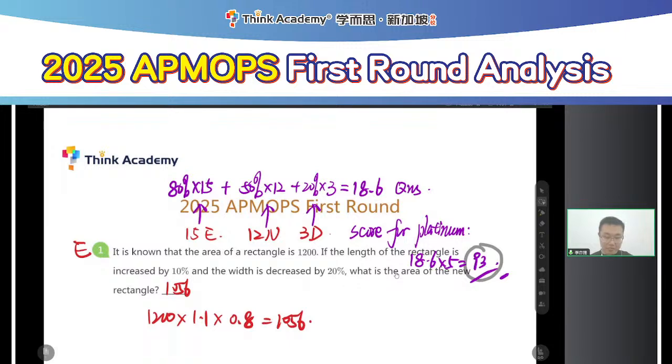Oh no, my WeChat dropped. I don't know when the WeChat dropped, so I cannot see the questions on the WeChat.